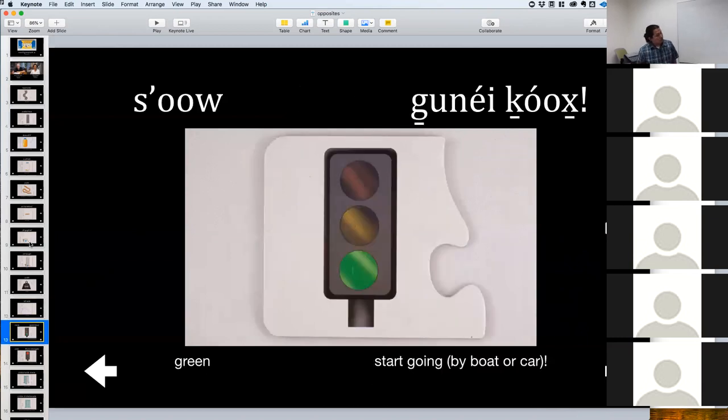S'u. Kone kuch. So this one gets an exclamation point because it's a command. And, you know, it means start driving or start going in the boat. Right? It's a command form.